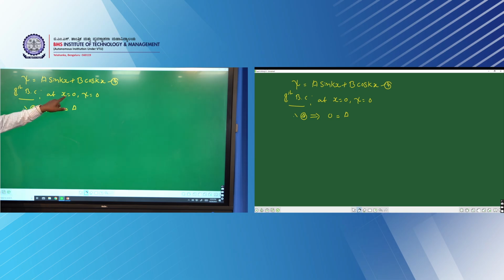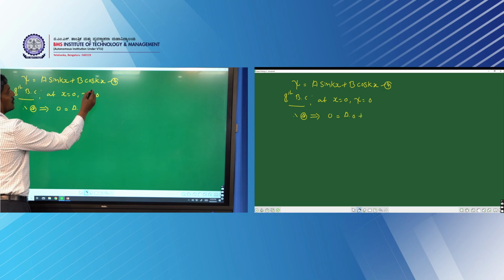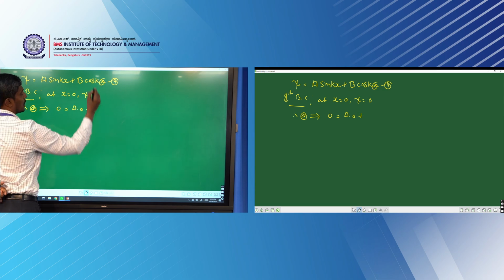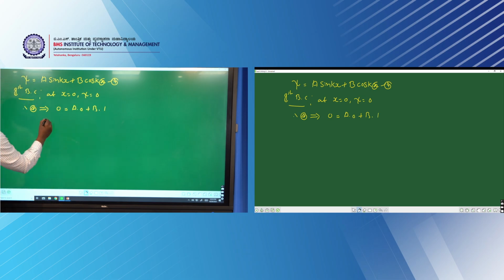So if I put x is equal to 0 here, sin 0 is 0, no? So A into 0 plus B. If I put x is equal to 0 here, I will get B into cos 0, which is 1. So therefore, now I am going to get B is equal to 0. That means one of the constants in equation 4 is found to be equal to 0 now.